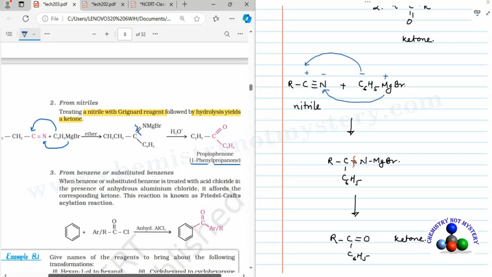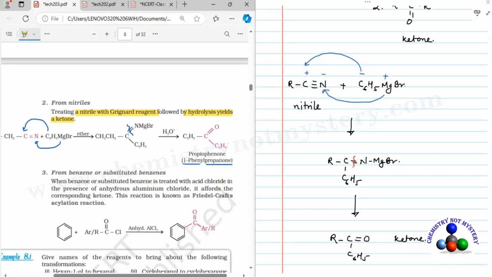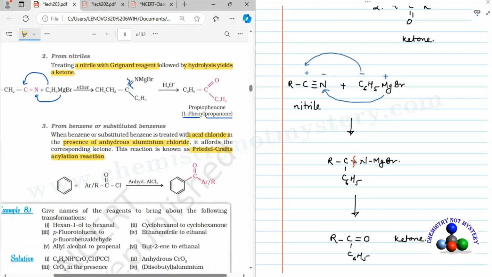Now come to the next method, from benzene or substituted benzene. When benzene or substituted benzene is treated with acid chloride in the presence of anhydrous aluminium chloride, it affords the corresponding ketone. The reaction is called Friedel-Crafts acylation reaction. This reaction you have studied in the 11th standard.